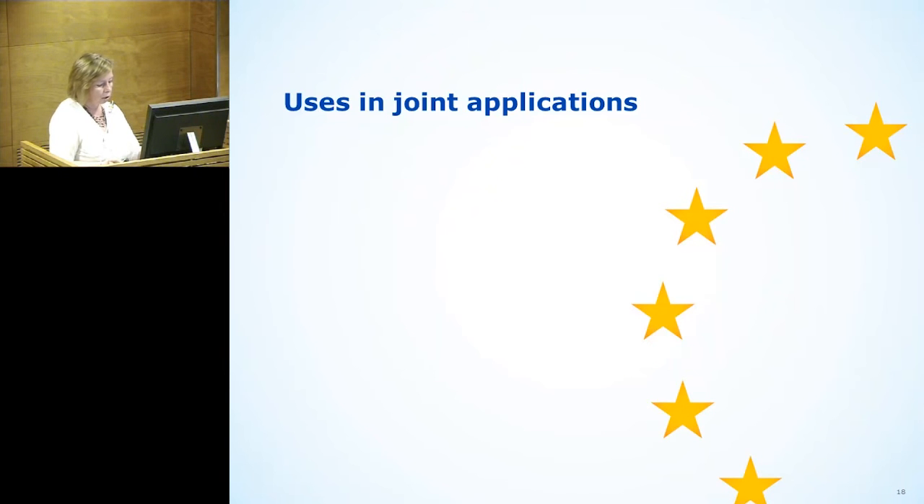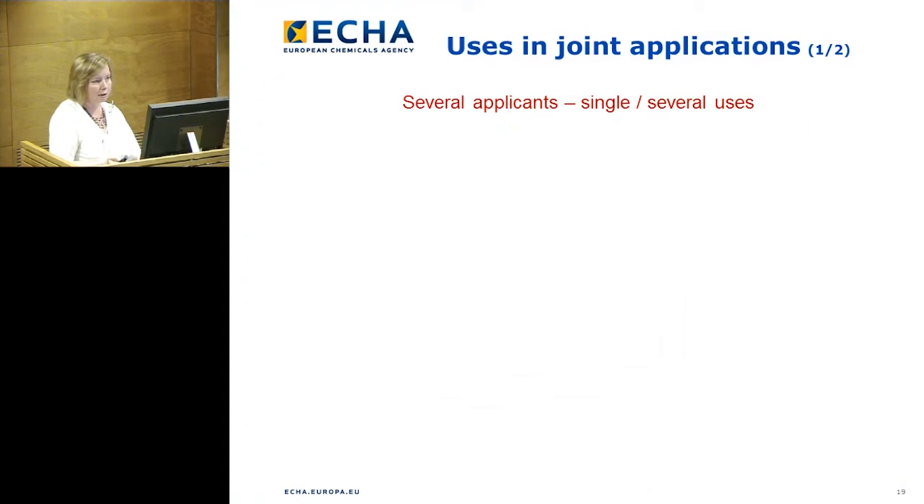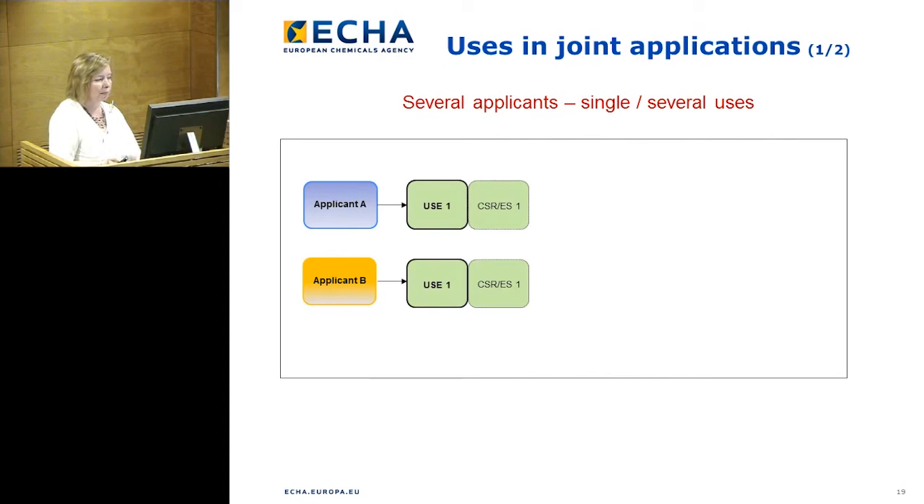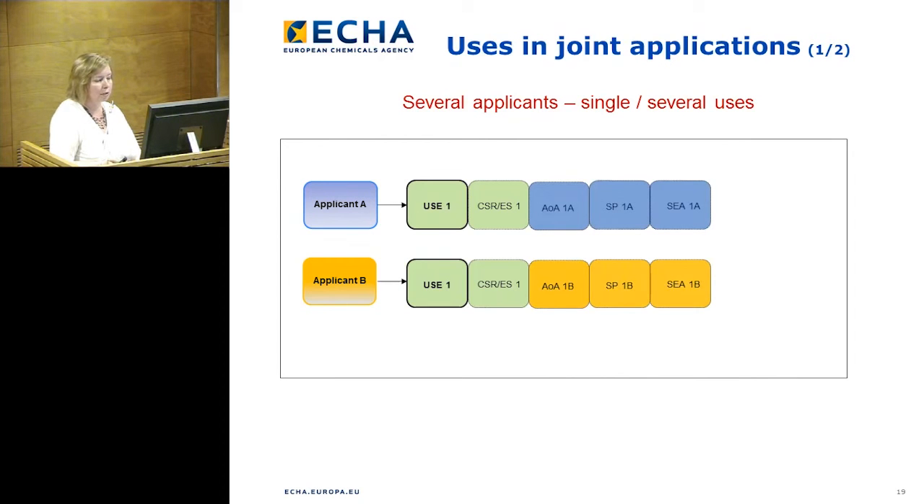As with the registrations, not all applications have to be submitted by individual companies. Joint applications are also a possibility. There are several permutations possible. Let's start with the simplest one. When we have applicant A and applicant B, they have the same use or very similar use. They submit very similar CSRs and exposure scenarios. However, the analysis of alternatives, substitution plans, and socioeconomic analysis would be different for both applicants.